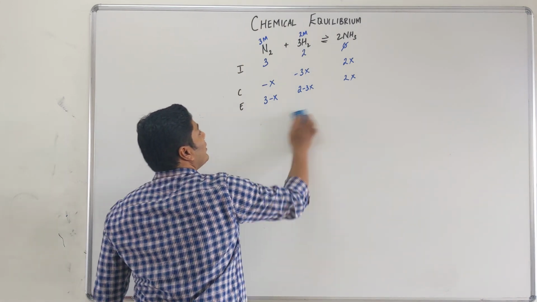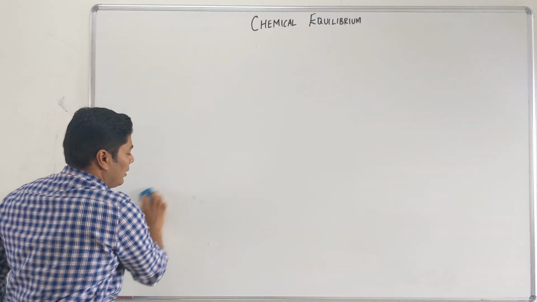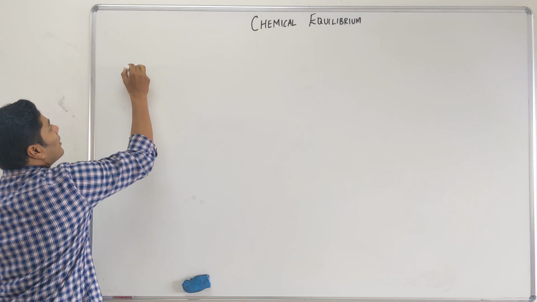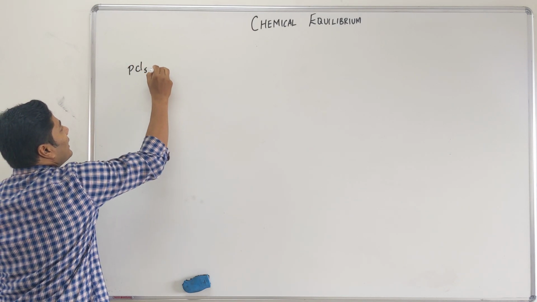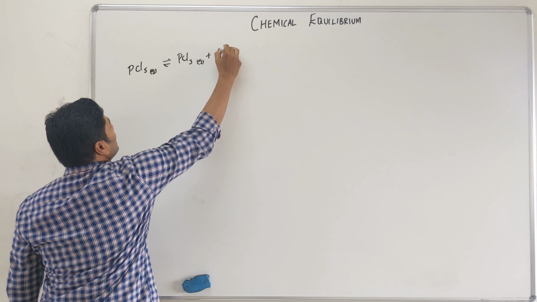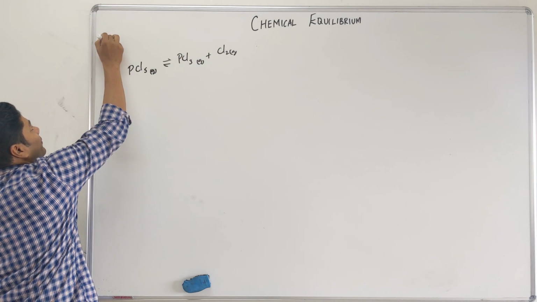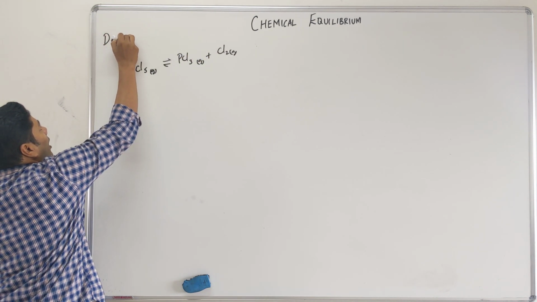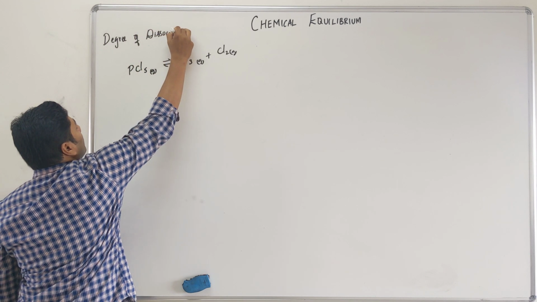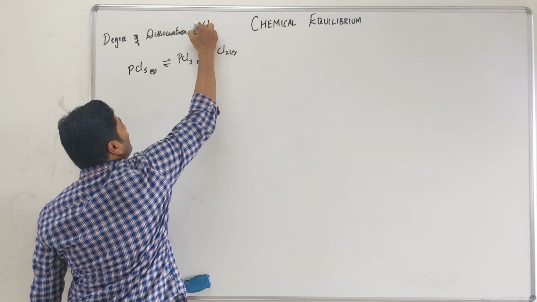Now what we are going to do is we are going to look into something really important, and one particular example keeps coming many times in NEET. PCl5 gas goes to PCl3 gas plus Cl2 gas, heat. Okay. Now we are going to look into degree of dissociation. Okay, the symbol for this is alpha, extremely important.